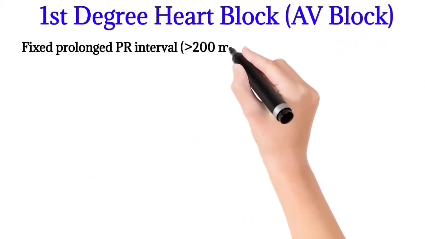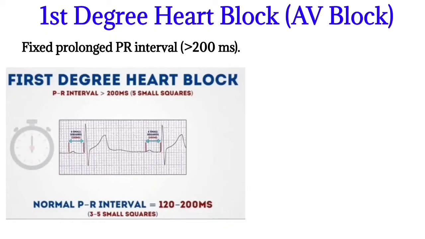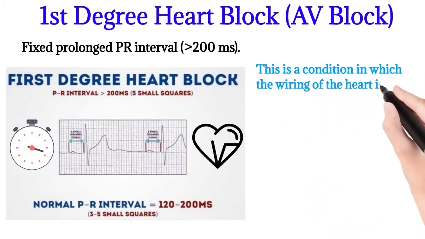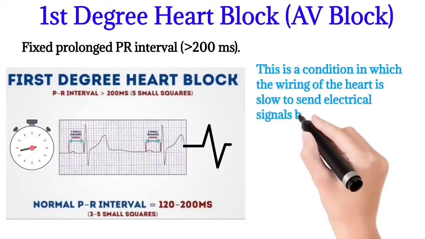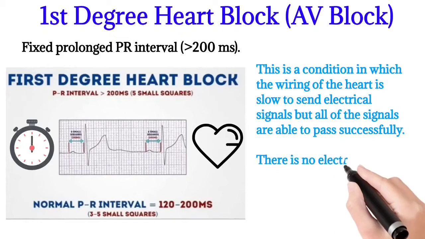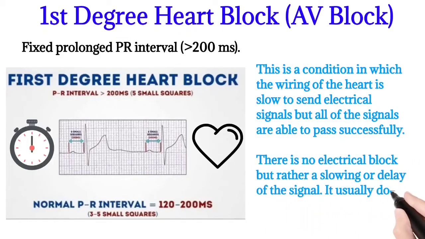First-degree heart block, AV block. First-degree heart block involves a fixed prolonged PR interval, greater than 200 milliseconds. This is a condition in which the wiring of the heart is slow to send electrical signals, but all of the signals are able to pass successfully. There is no electrical block, but rather a slowing or delay of the signal. It usually does not cause problems.